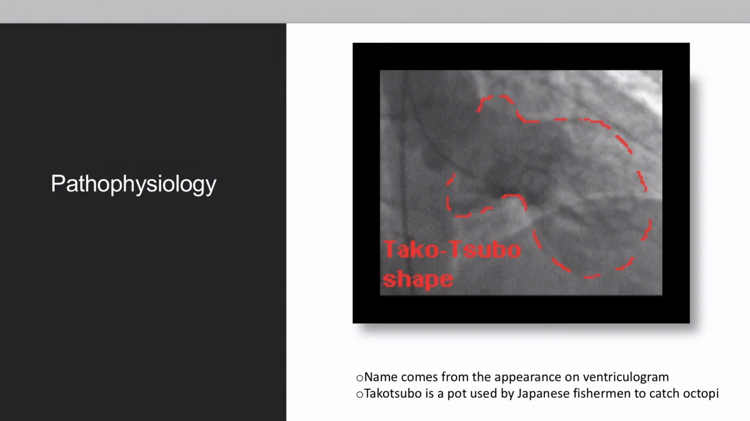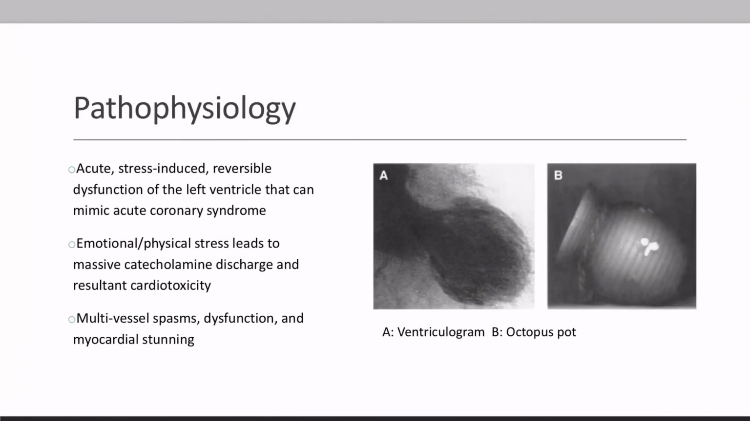Takotsubo is actually named after the shape that's seen on ventriculogram. So ventriculogram looks at the beating of the left ventricle. Contrast dye is inserted into the heart muscle. An X-ray is taken during beating, and you can actually observe what the heart looks like. So it takes on this kind of bowl shape. We'll see on the next slide why they call it this. It's actually a pot the Japanese fishermen used to catch octopi. So Takotsubo quite literally translates to octopus pot in Japanese.